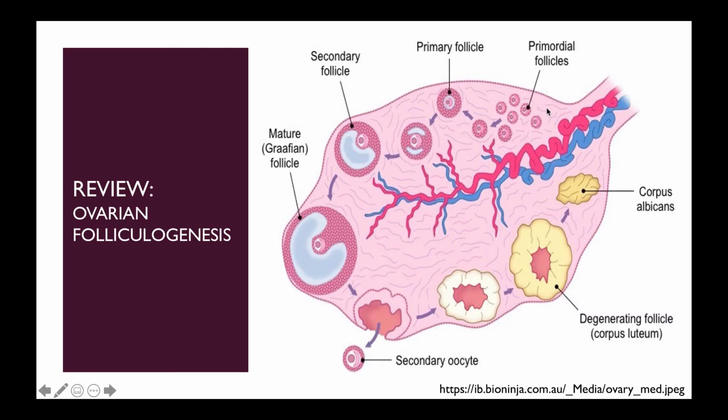As you can see here, we have the primary oocyte, which is surrounded by a single layer of granulosa cells, and this unit is what we call the primordial follicle. Even in the absence of stimulation by gonadotropins, some primordial follicles will develop into the primary follicle, also called the preantral follicle, and at this stage, there are already multiple layers of granulosa cells.